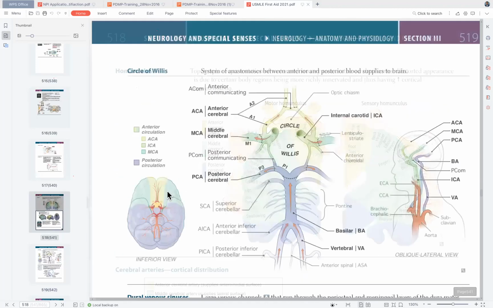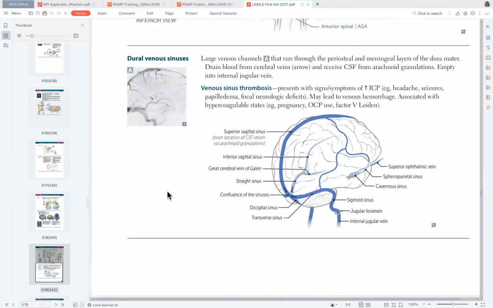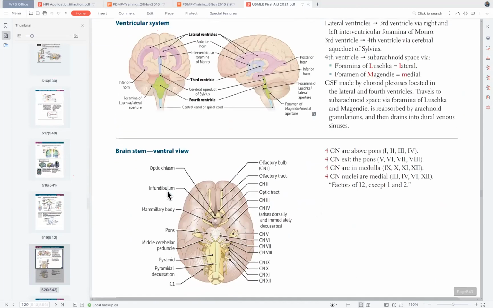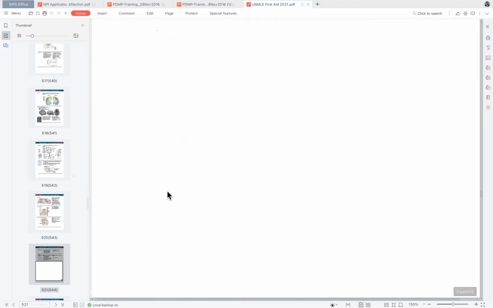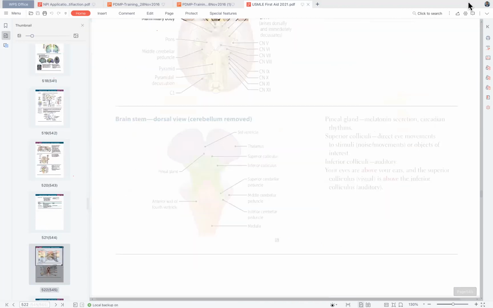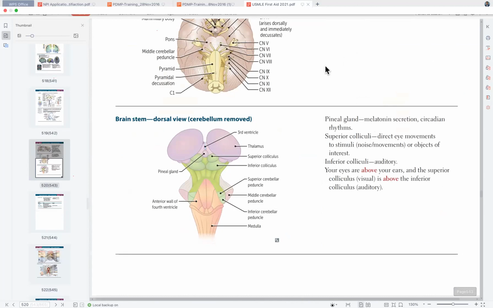Let me see if there's a better image. They never draw the brain the way I want it. Okay, let me see something here.